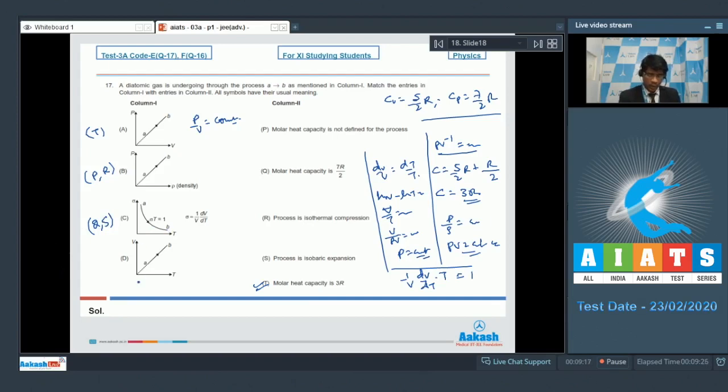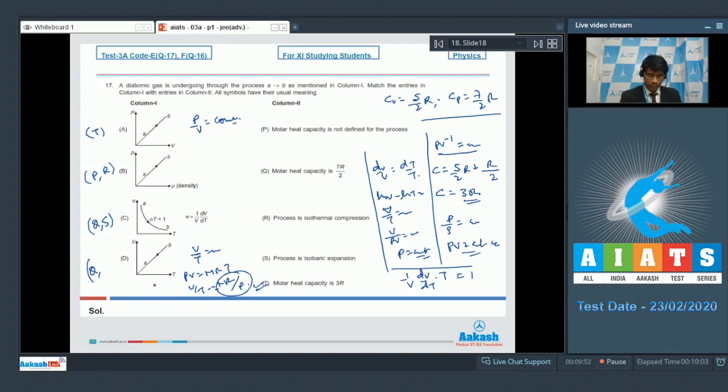What about the last option, option D? V divided by T is coming out to be constant. From the standard ideal gas equation, PV is equal to nRT, or V divided by T will come out to be nR divided by P. Since it is coming out to be constant, that means pressure is constant here. So the molar heat capacity would yet again be 7R by 2, so Q is the correct match.